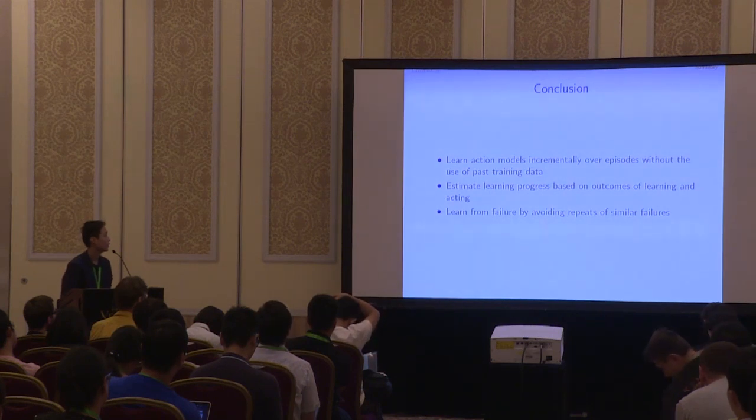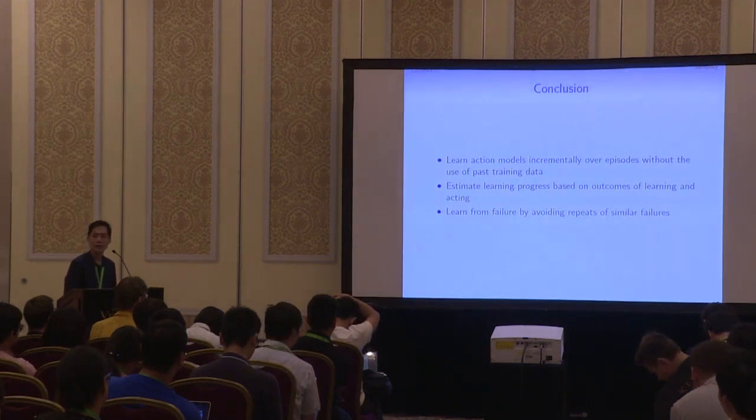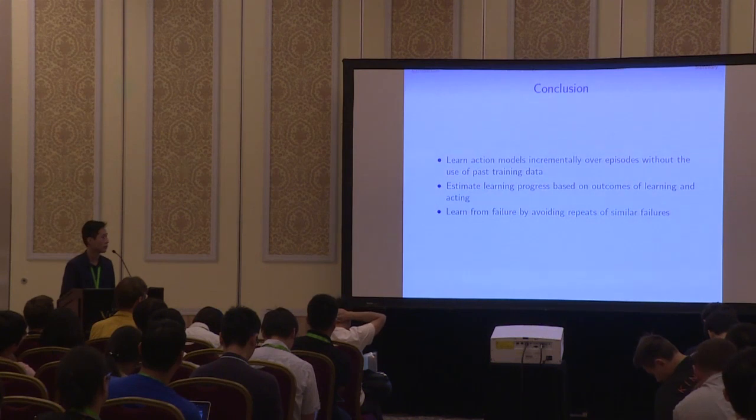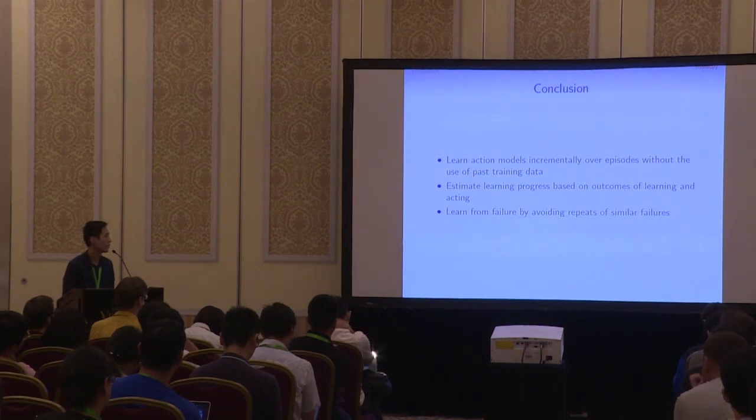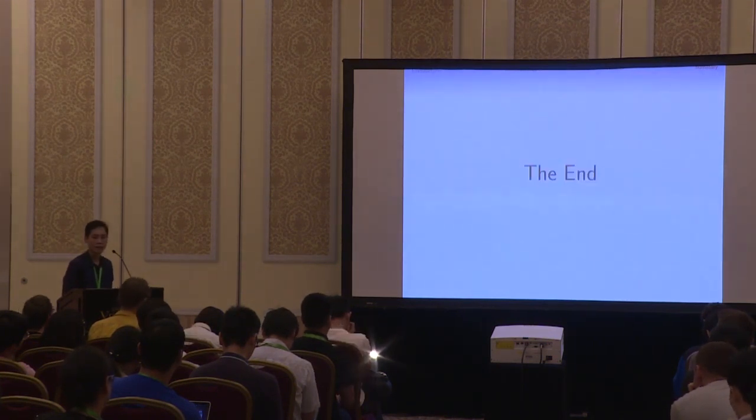In conclusion, I have introduced a method to learn action models incrementally over planning episodes with the ability to use past training data, an empirical mean to estimate the learning progress without knowing the true model, and a novel method to learn from failure by avoiding repeats of similar failures. So that's the end of my presentation. Are there any questions?